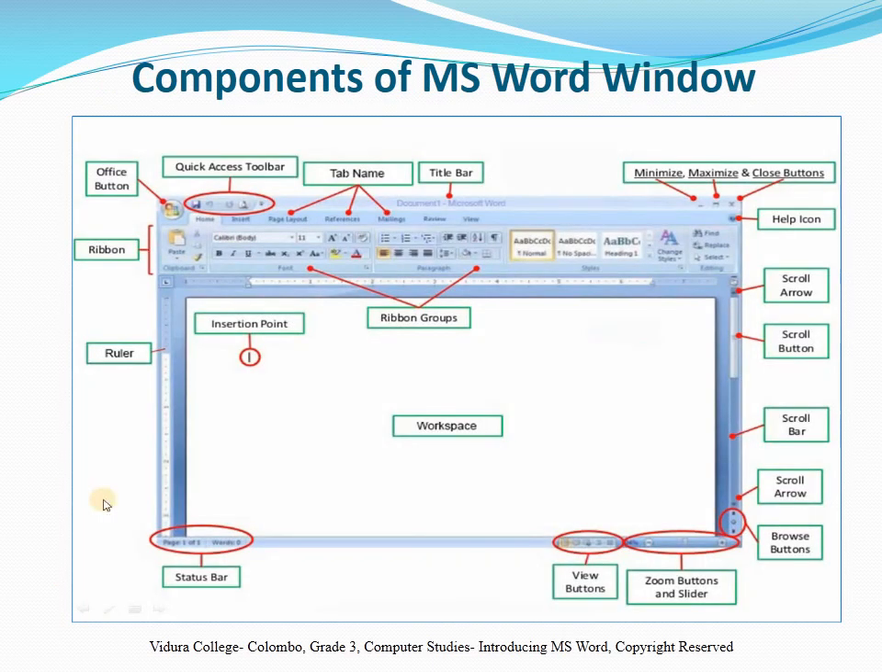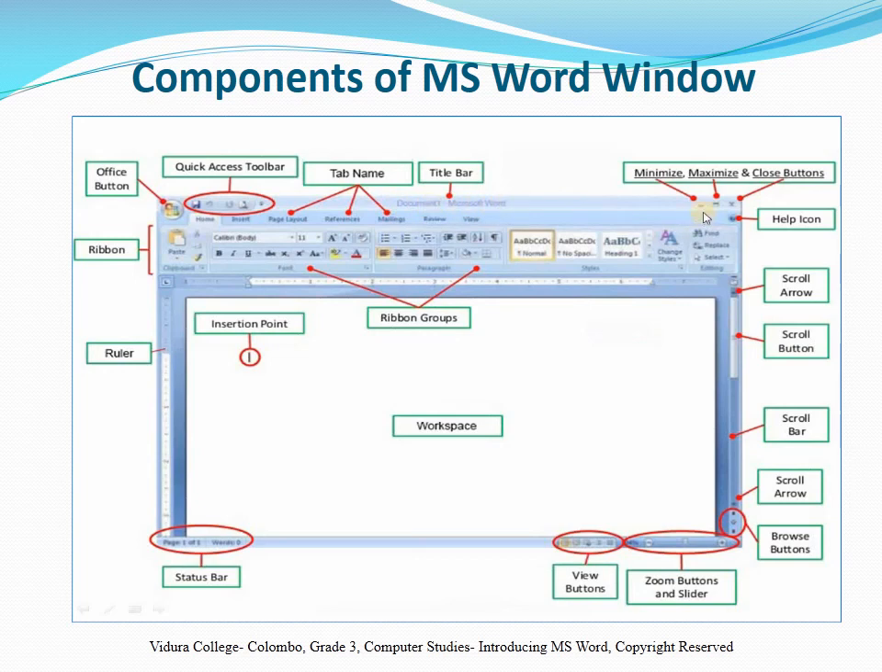Now let's see what are the components of the MS Word window. As you can see here, we have a picture of the Microsoft Word window, and all the components have been marked like this. We'll start from the Office button. This button we call the Office button. This is the Quick Access toolbar. These names we call tab names. This is the title bar, which has the current document's name and the application's name here.